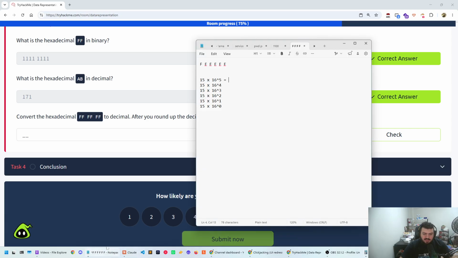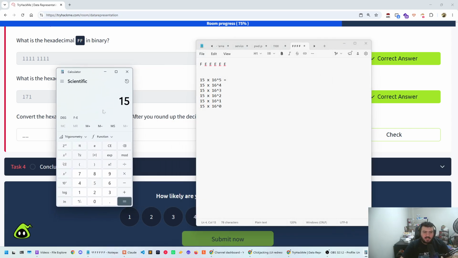All right, let's cancel this and let's go back to our notepad real quick. Okay, so 15 multiplied or times 16 to the power of 5. Holy moly. All right. Next, 15 multiplied by 16 to the power of 4.